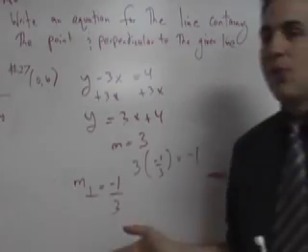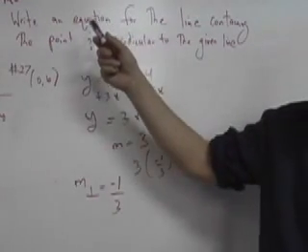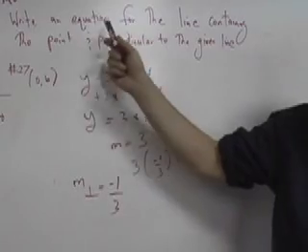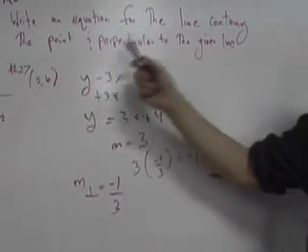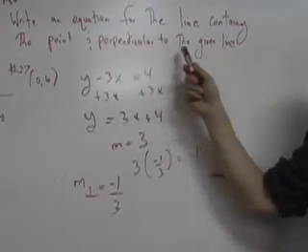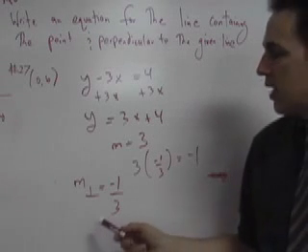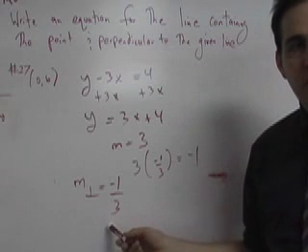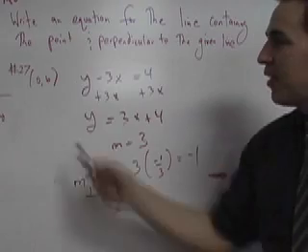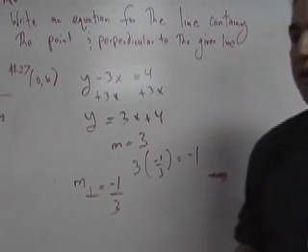Now think about it. Unfortunately, we're not done yet. There's still another step, because what is this question asking? Taylor, what is this question asking? Write an equation for the line containing the point and perpendicular. Okay, now how do we write an equation? Now we have some information. We have the slope of the perpendicular, and we have a point. So how are we going to write an equation of the line?